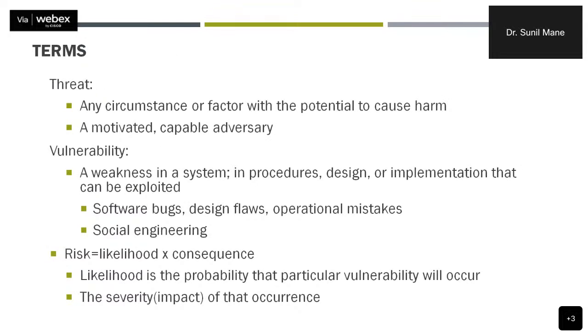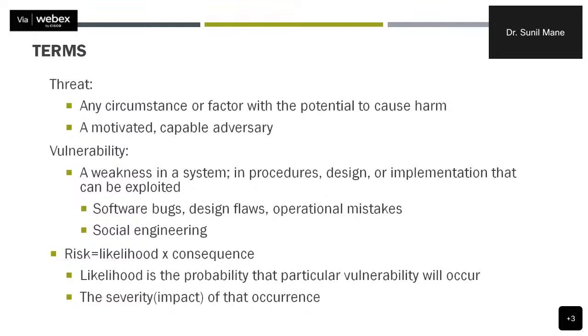You might have heard about these terms: threat, vulnerability, and risk. These three terms look very similar, but they have different meanings. A threat is any circumstance or factor with the potential to cause harm. Even if we lock our offices and our homes, there is always a threat that one can break that lock and go inside the room or the office. Any potential that can cause harm is called a threat.